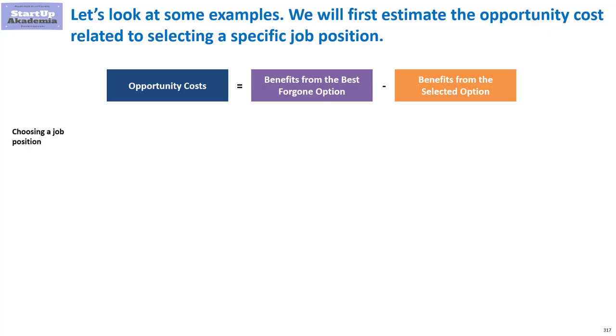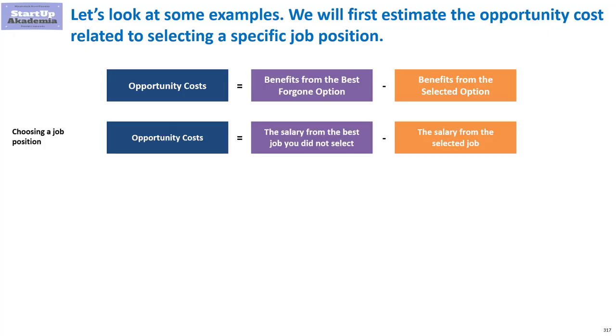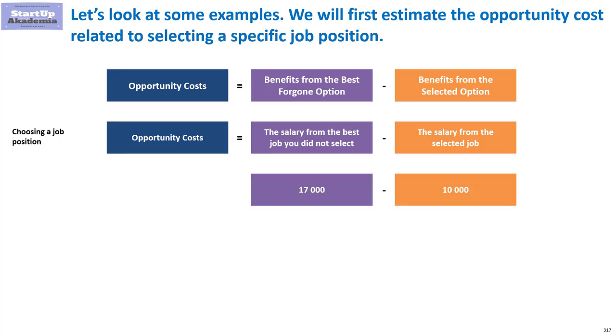The opportunity cost in this situation will be the difference between the salary from the best job you did not select and the salary from the selected job. So, if you selected a job position that earns you $10,000 and you could have chosen another job position that would have generated $17,000, then your opportunity cost would be $7,000. This is how much you could have earned if you had selected the highest paid job available.